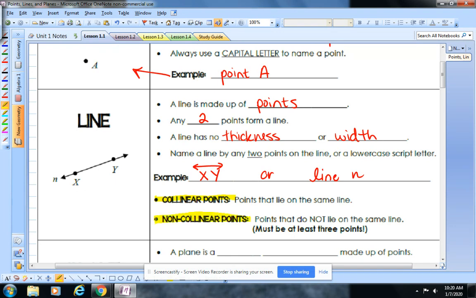That means they're not on the same line. So if I have an extra point over here, a point C, well, that's not on that line that X and Y is on, is it? So those would be non-collinear.